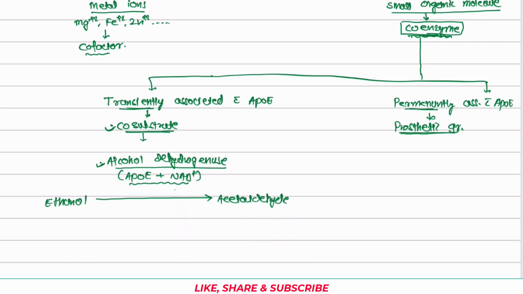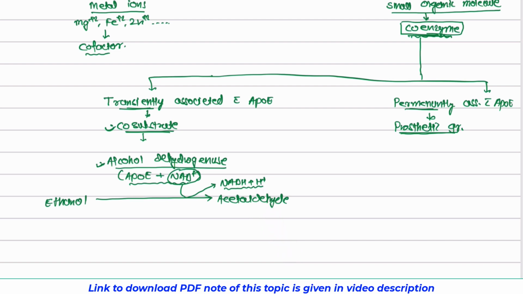Now during this reaction, what happens? This NAD plus molecule is getting converted to NADH plus H plus, and as soon as NAD plus is converted to NADH and H plus, it leaves. It leaves from this enzyme assembly, or this holoenzyme assembly. So the remaining portion will be only apoenzyme. So now you can understand that this NAD plus is only transiently associated with the apoenzyme.